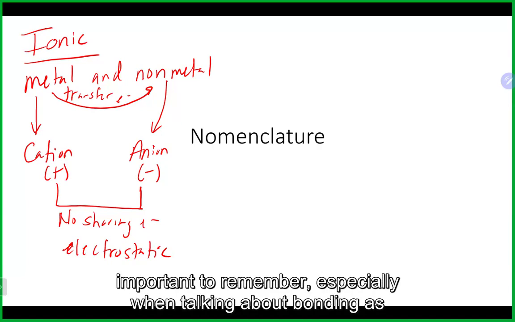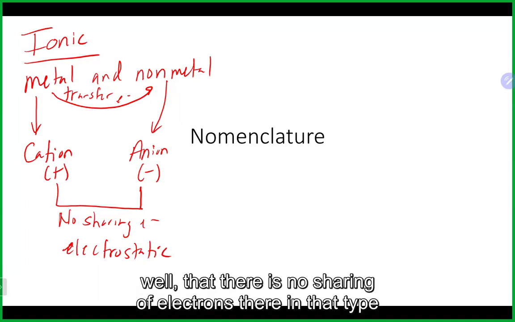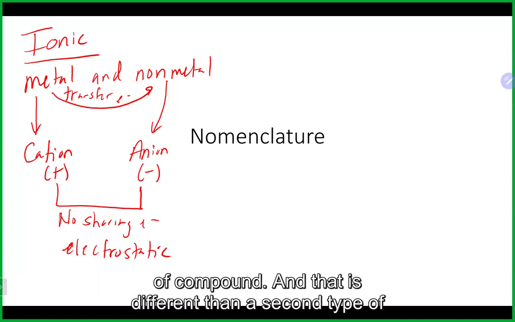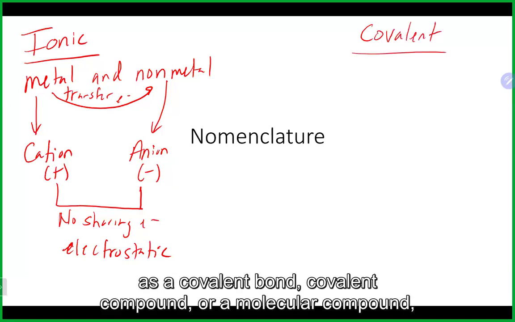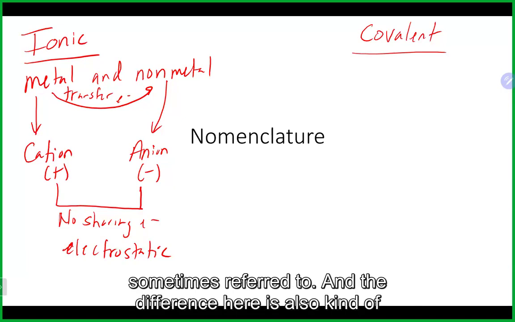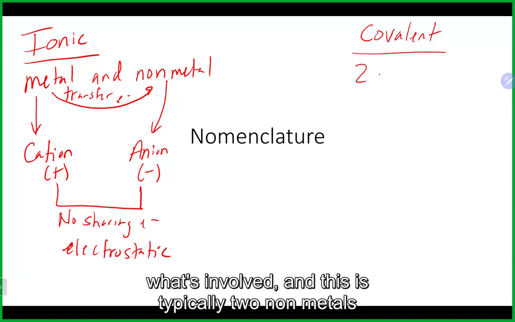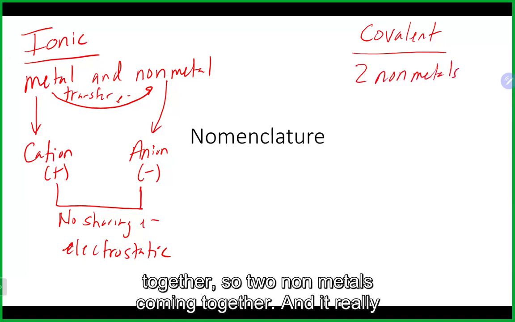Once again, important to remember, especially when we talk about bonding as well, that there is no sharing of electrons in that type of compound. And that is different than a second type of bonding and compound, which is sometimes referred to as a covalent bond, a covalent compound, or a molecular compound. And the difference here is also what's involved. This is typically two nonmetals together. So two nonmetals coming together.